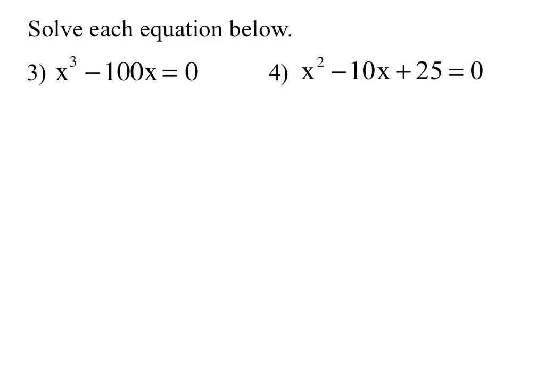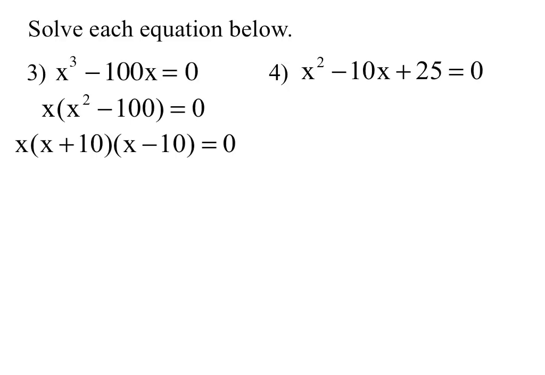All right, so this is just more of the same. I'm going to divide out my GCF. I'm left with the difference of squares. X squared minus 100 is x plus 10 times the quantity of x minus 10. My solutions will be 0, negative 10, and positive 10.